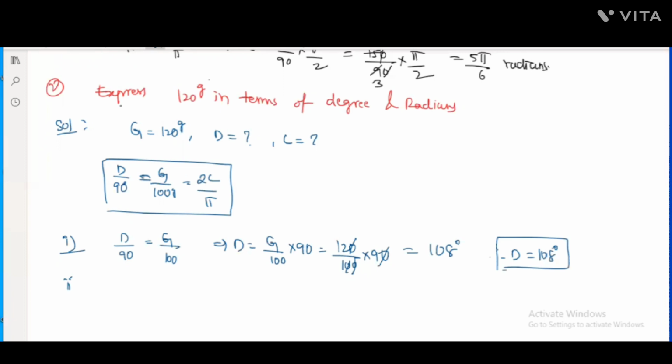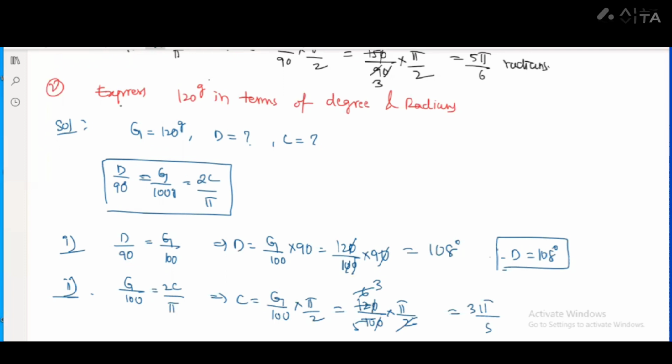Next, the second one, G by 100 is equal to 2C by pi. So the C value is G by 100 into pi by 2. G is how much they are given? 120, so 120 by 100 into pi by 2. This zero and this zero cancel, so 2 6s are 12, 2 5s are 10, 2 1s and 2 3s, and we get 3 pi by 5 radians.